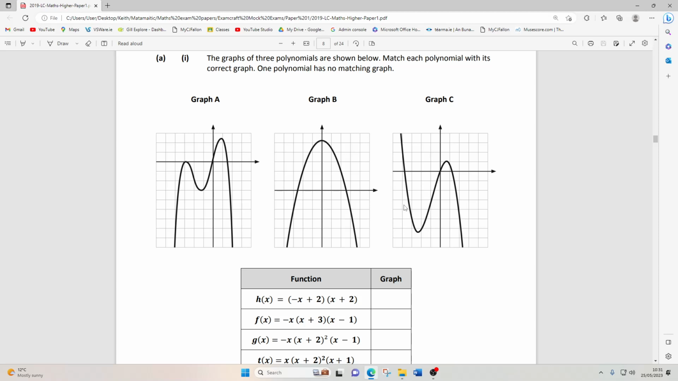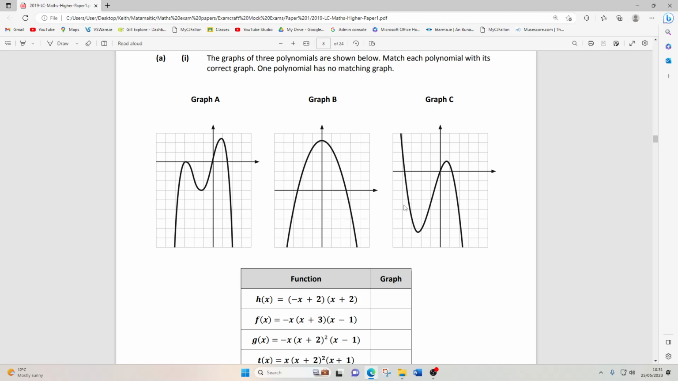When you look at the equation, it's inverted: one up, one down. That means it's an odd degree. x cubed is odd degree, and up and down means that it's inverted.